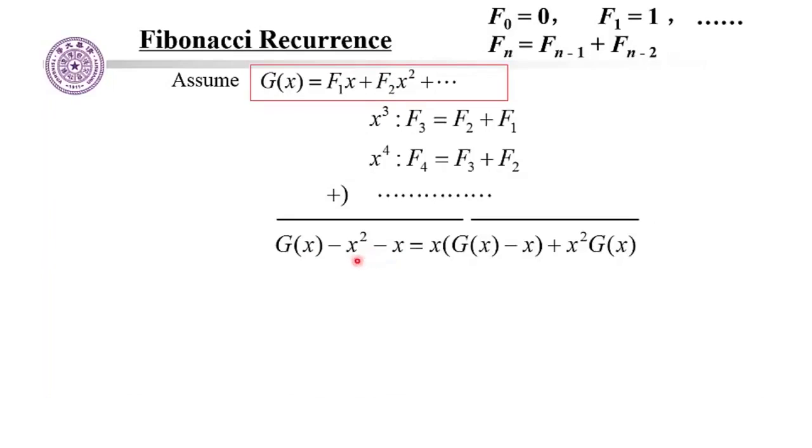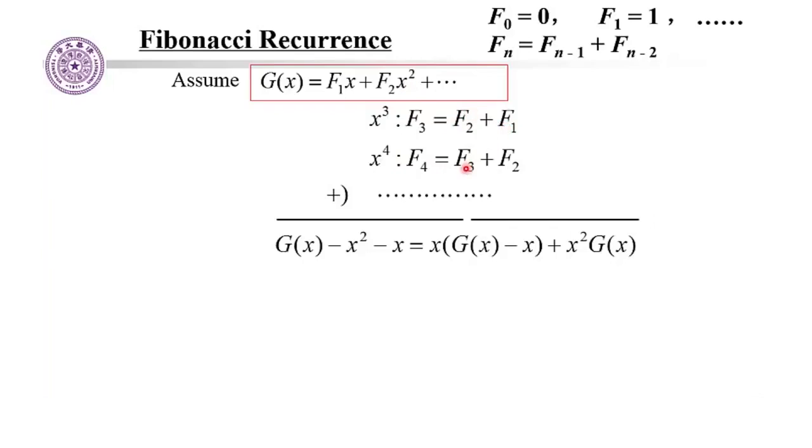Because f1 and f2 are both 1, here we ignore the coefficients. What about the right-hand side? Actually, there are two terms. Let's analyze them separately. For instance, here f2 should be multiplied by x to the third power, and f1 should also be multiplied by x to the third power. For f3 times x to the fourth power: in the original generating function, f2 corresponds to x squared and f3 corresponds to x to the third power.